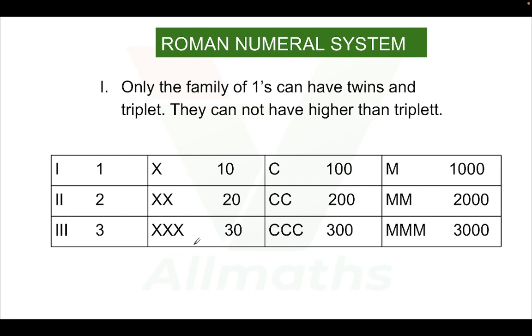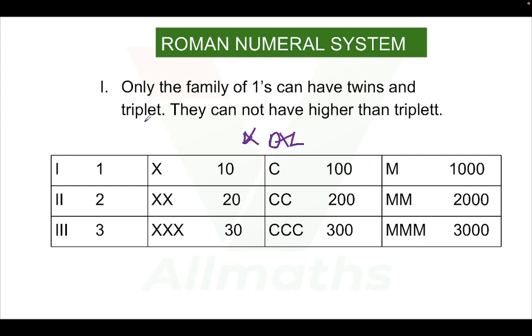In this family row, as I call it, we have the family of 1 and the family of 5s. Now, only the family of 1s can have twins and triplets. Our families of 1 are I, X, C, and M. If you remember, your V, D, and L belong to the family of 5. They don't belong to this family, so they cannot have twins and triplets.